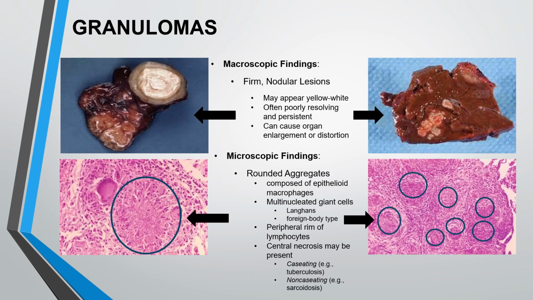There's the Langhans giant cells, whose nuclei are arranged around the periphery, so think horseshoe. And then there's foreign body giant cells, where the nuclei are scattered randomly. Surrounding the granuloma, there's typically a rim of lymphocytes reflecting chronic immune activation. Sometimes there's central necrosis. So caseating granulomas, think tuberculosis. Non-caseating granulomas, think sarcoidosis. If you see epithelioid macrophages and giant cells in a lymphocyte rim, your brain should immediately say, I'm looking at a granuloma.